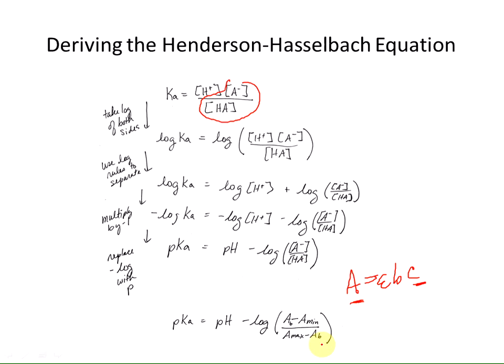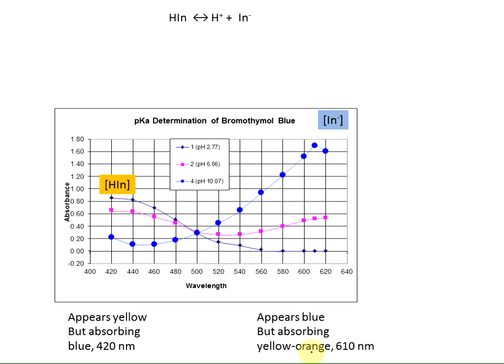So where in the world do these AB, A min, and A max come from? Let's discuss that. Okay, so we previously established what our indicator acid-base reaction is. So we have the HIN dissociates to form the proton and the conjugate base.